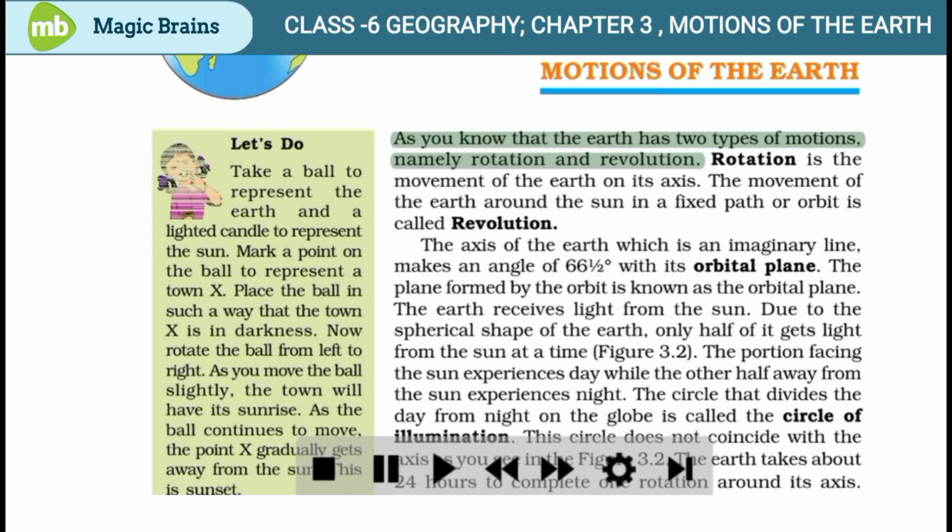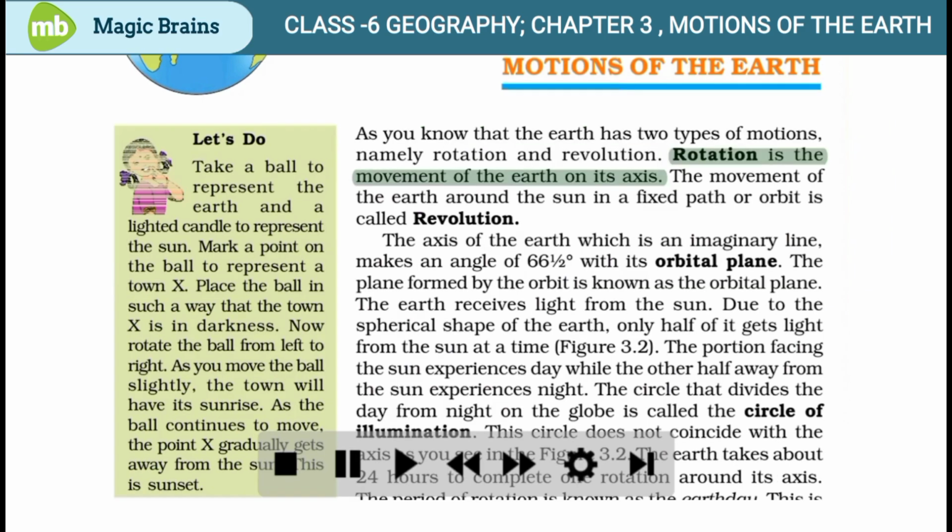As you know, the Earth has two types of motions, namely rotation and revolution. Rotation is the movement of the Earth on its axis. The movement of the Earth around the Sun in a fixed path or orbit is called revolution. The axis of the Earth, which is an imaginary line, makes an angle of 66.5 degrees with its orbital plane. The plane formed by the orbit is known as the orbital plane.